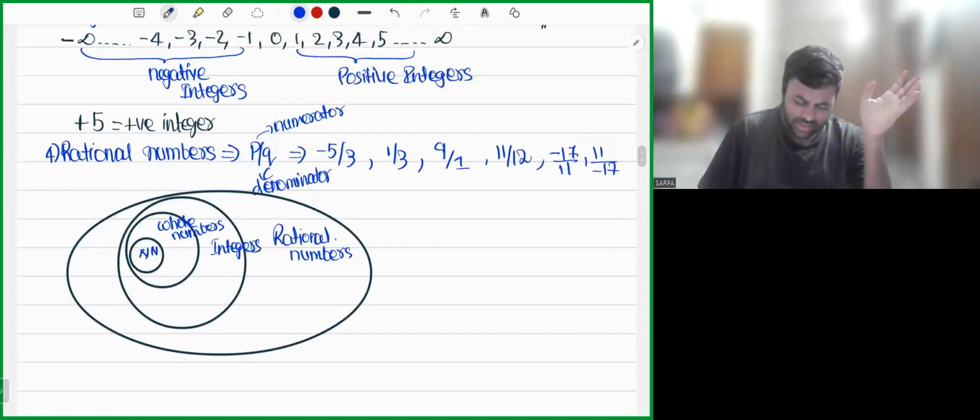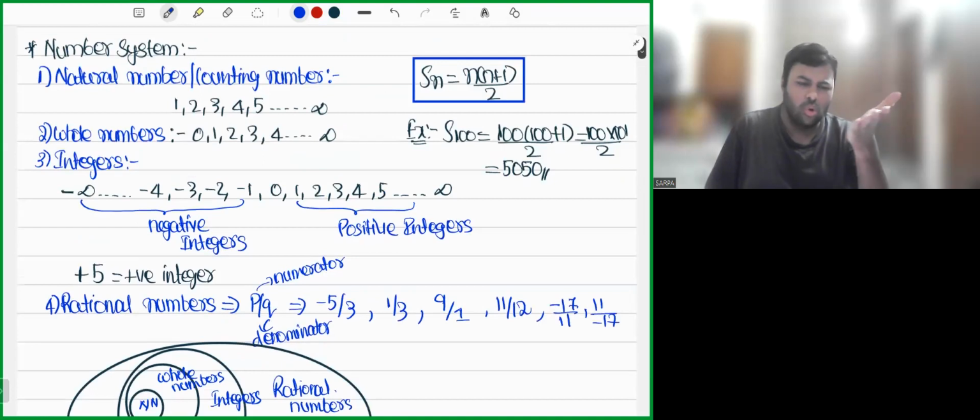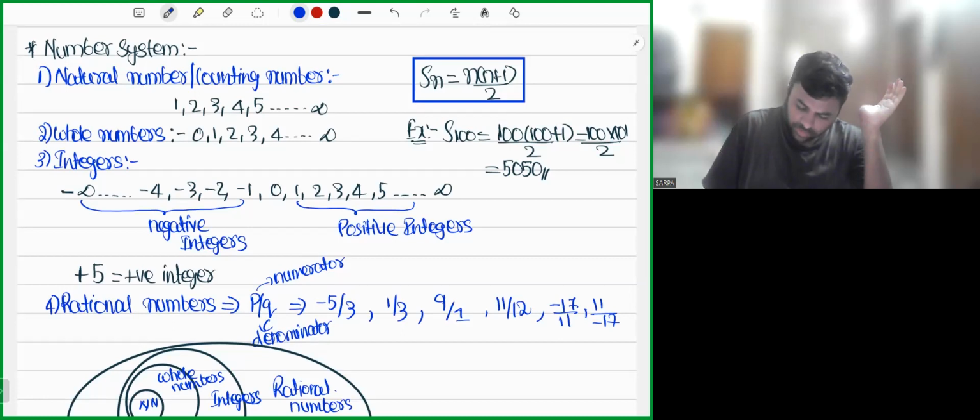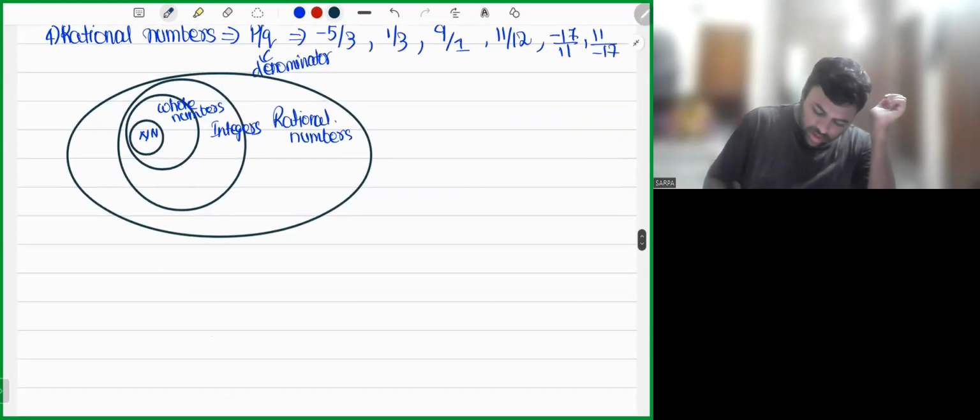Any doubt in these 4 things? What is the doubt in this? Natural, whole, integer, rational number. Simple. Next.